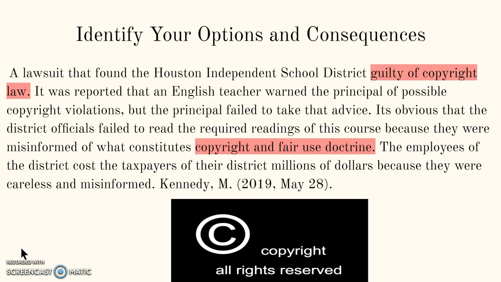One of the consequences: a lawsuit that found the Houston Independent School District guilty of violating copyright law. It was reported that an English teacher warned the principal of possible copyright violation, but the principal failed to take that advice. It's obvious that the district officials failed to read the required readings of this course because they were misinformed of what constitutes copyright and fair use doctrine. The employees of the district cost the taxpayers of their district millions of dollars because they were careless and misinformed.